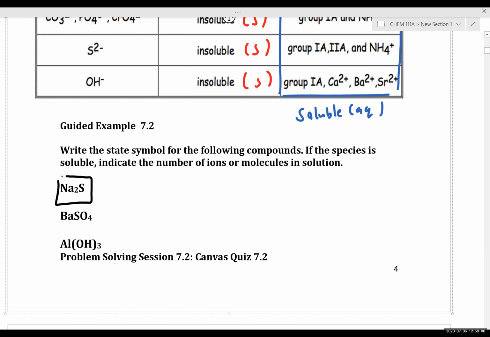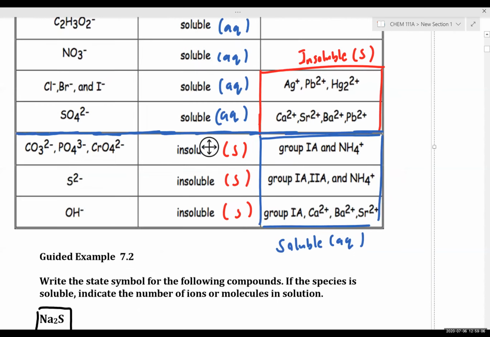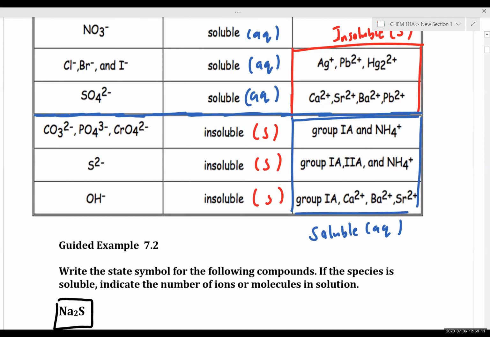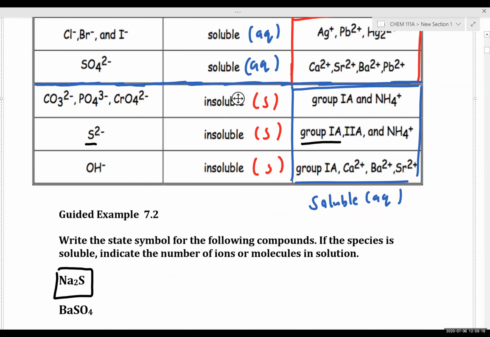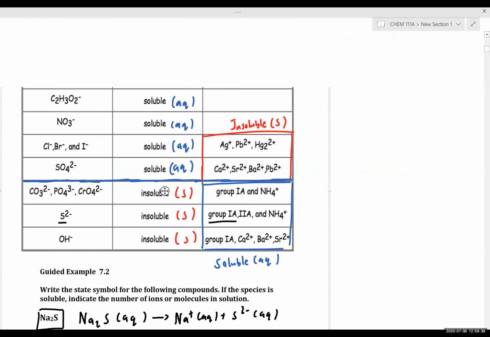So sodium sulfide. Going to the sulfide section of our chart, sulfides are generally insoluble, except if we have a group 1A cation. Sodium is a group 1A. So we write sodium sulfide as Na2S aqueous. And sodium sulfide will break down to sodium plus and S2 minus. Okay, let's look at another example.